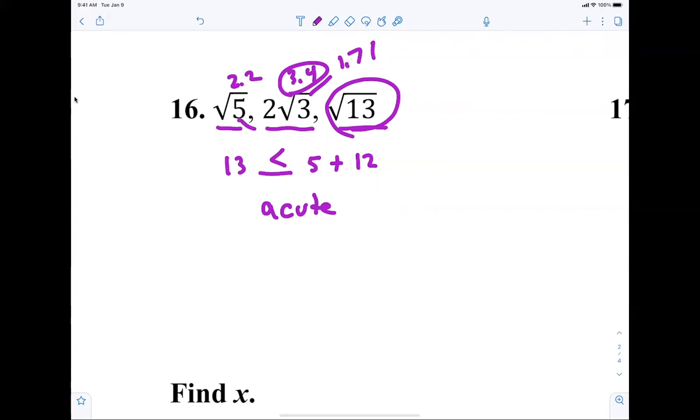Because the square root of 5 squared is 5, and that squared is 12. 2 radical 3 squared, what is that? How did you get that? What's 2 squared? What's radical 3 squared?